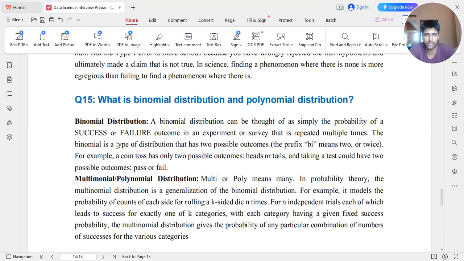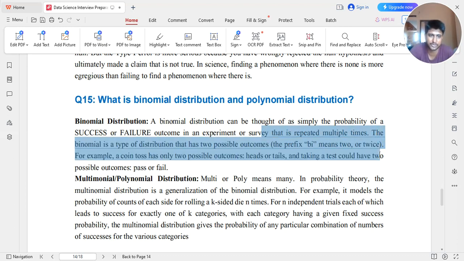Okay, so what is a binomial distribution and a multinomial distribution? Binomial distribution can be thought of simply as the probability of a success or failure outcome in an experiment or a survey that is repeated multiple times. A coin toss has only two possible outcomes, heads and tails. Taking a test could also have two possible outcomes.